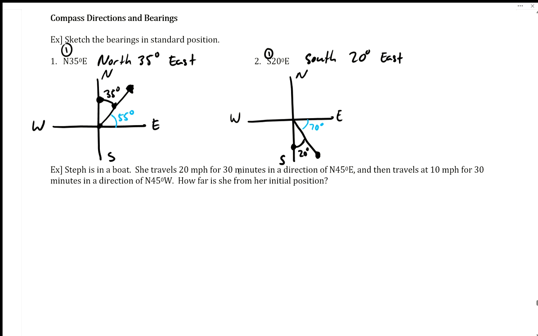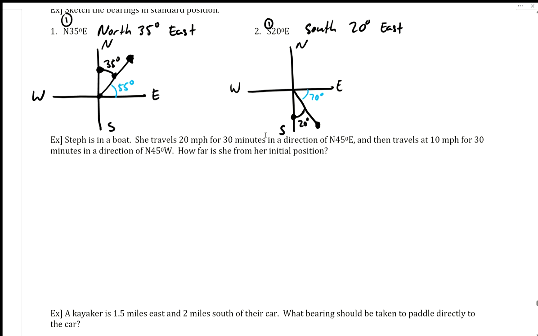Let's try out a problem using these compass directions. Steph is in a boat. She travels 20 miles per hour for 30 minutes in a direction of north 45 degrees east, and then travels at 10 miles per hour for 30 minutes in a direction of north 45 degrees west. How far is she from her initial position?